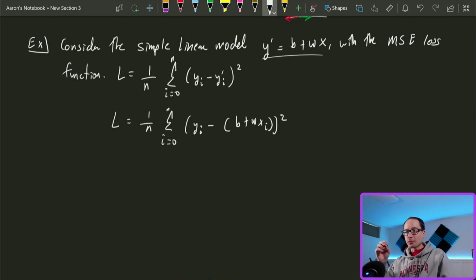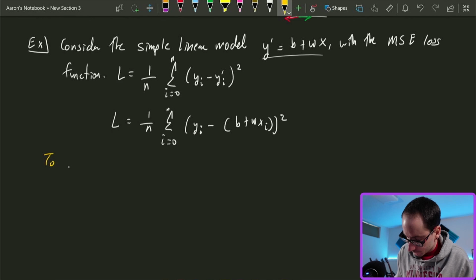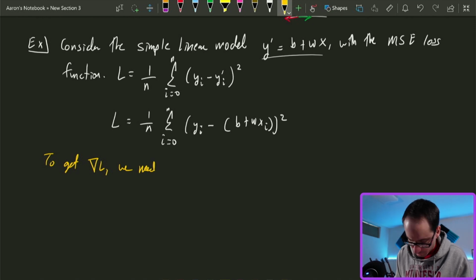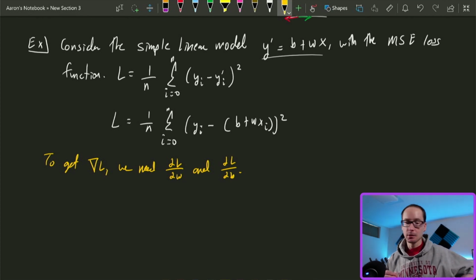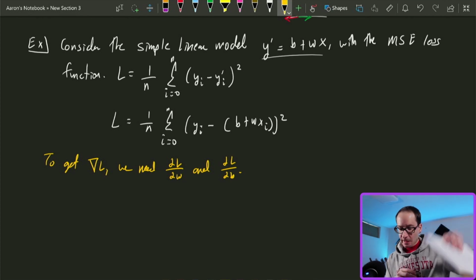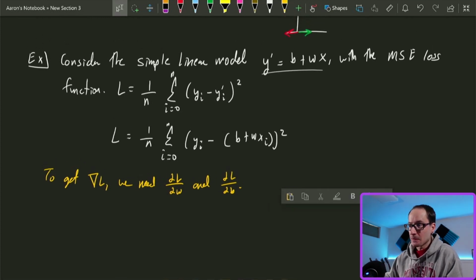Okay, so to get the gradient of our loss function, I need the partial derivatives with respect to my independent variables. In that case, I need my partial derivatives with respect to b and w, okay? To get the gradient of L, we need the partial of L with respect to w and the partial of L with respect to b, that bias term, okay? Let's go ahead and take the partial of L with respect to w here.